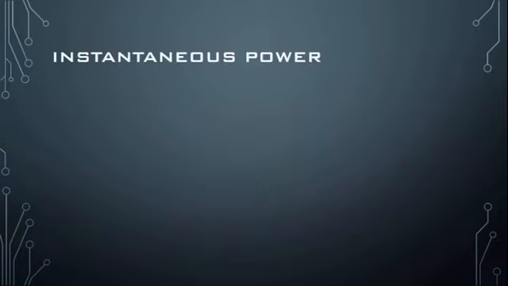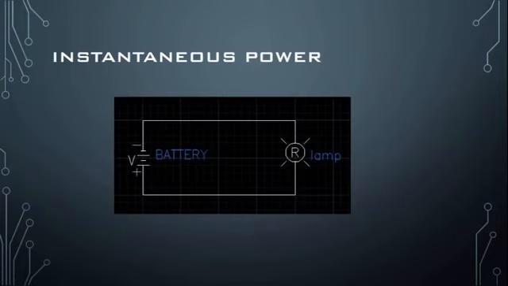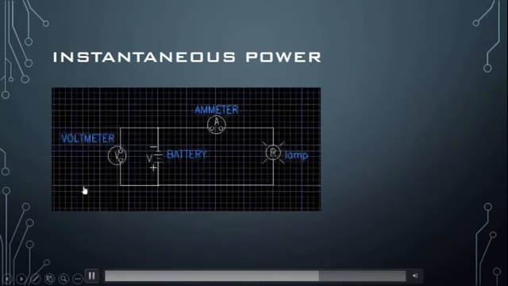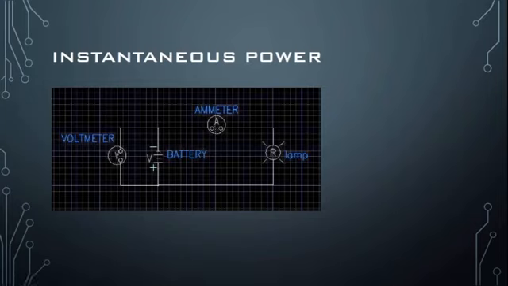The topic starts from instantaneous power. You need to know what instantaneous power is first. To understand it, we'll take an example. Let's say we have a circuit in which we have connected a battery and a lamp. Now I have to calculate the instantaneous power of this circuit. How to calculate that? It's simple. We just need to connect a voltmeter in parallel and an ammeter in series. That will give you your instantaneous power.